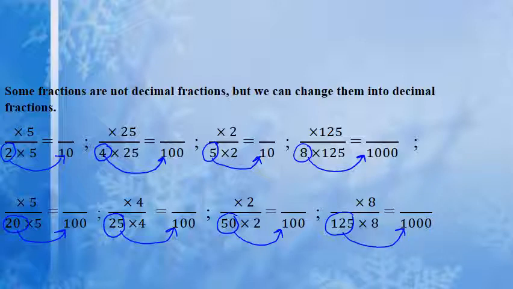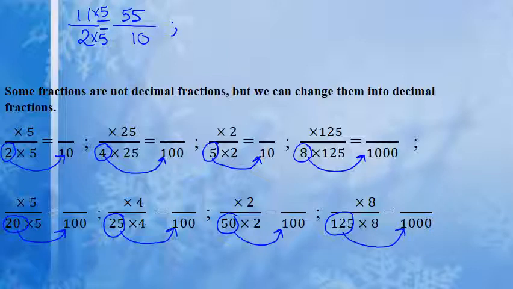For example, if I have the fraction 11 over 2, this is not decimal, but we can change it into a decimal fraction. 2 is changed into 10. How? We multiply 2 by 5, so 2 times 5 becomes 10. Because we multiply the denominator by 5, we should multiply the numerator by 5, because in a fraction, everything we do for the denominator, we do it for the numerator and vice versa. So 11 times 5 is 55, so we get the decimal fraction 55 over 10.